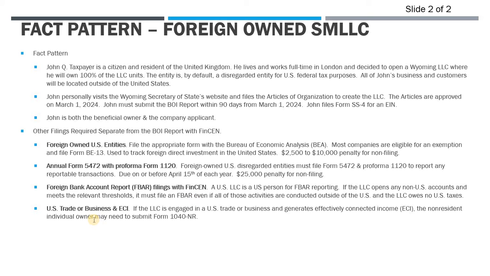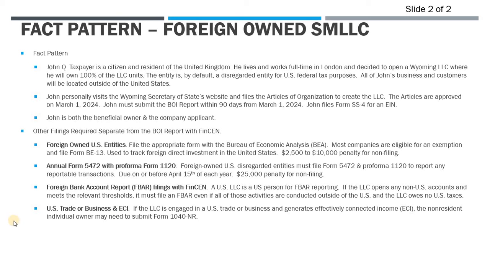And then last is this U.S. TOB and ECI issue. So if your entity is engaged in trade or business in the U.S. and has ECI, a non-resident owner may need to submit a 1040-NR, or if the owner is a corporation, maybe an 1120-F. So really important to do the BOI filings, but be mindful of all this other stuff that you might be required to file.